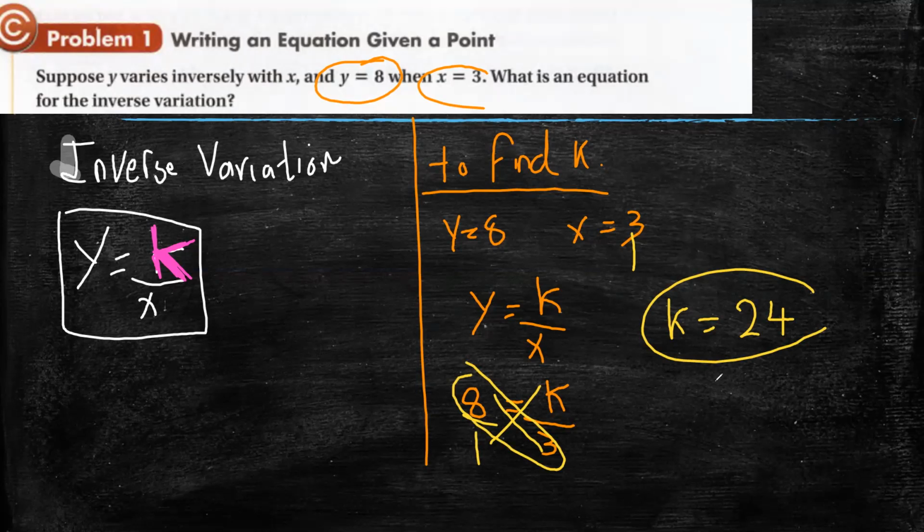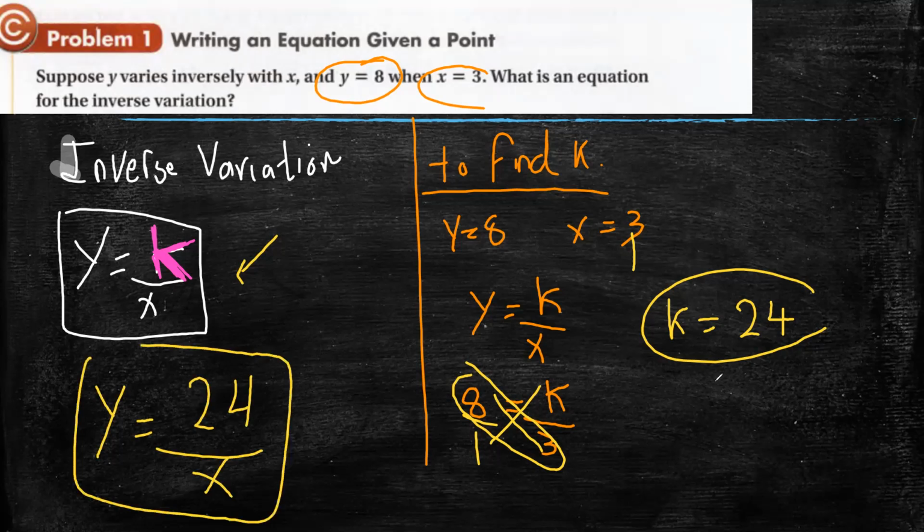So after you find k, let's come back now to our equation here. So y will be 24 over x. This will now be the equation of the inverse variation. Is it clear? Yes, Miss. Yes, teacher.